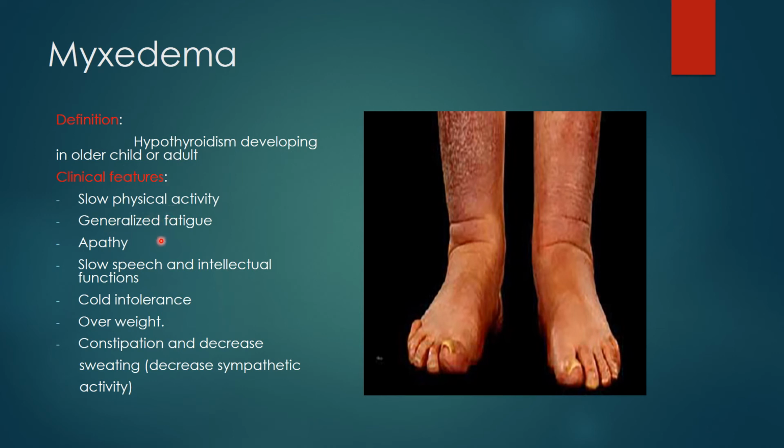The patient presents with slow physical activity. There is generalized fatigue, apathy, and slow speech and intellectual functions. The patient suffers from cold intolerance and cannot tolerate low temperature. They are usually overweight because of the decreased metabolic effect. They suffer from constipation and decreased sweating, which is due to decreased sympathetic activity.